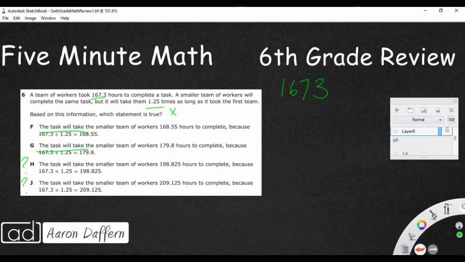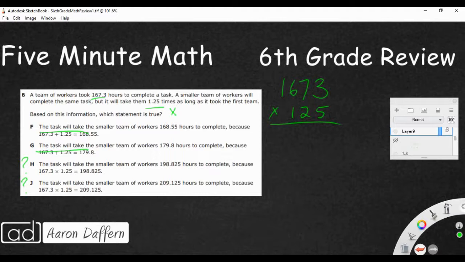167.3 times 125? We'll do it the long way, and then I'll also give you a way to estimate it a little bit here. Notice when I wrote it down like this, I did not write down the decimal points. Don't put the decimal points when you're multiplying decimals. Ignore those for now. We'll get to those in a second. So this is just a regular multiplication.